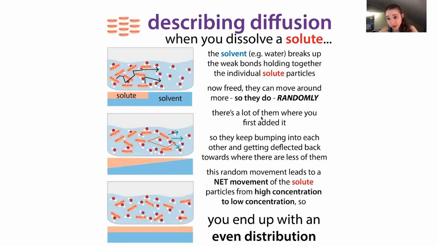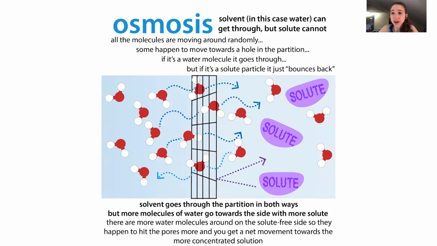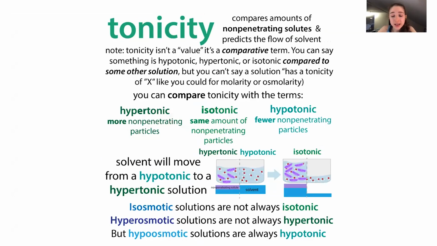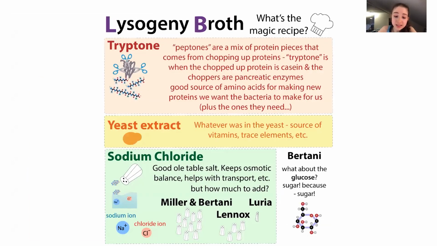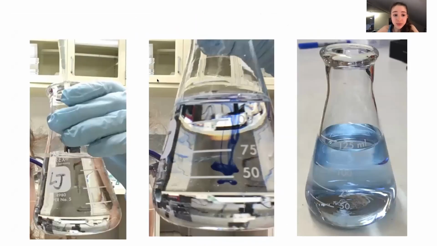To avoid any confusion, let's start with talking about diffusion. Then we'll get into osmosis and osmolarity and tonicity and how osmolarity and tonicity are different. And we'll look at some places that this shows up, such as in biology and medicine, and in the lab. So let's start with diffusion.